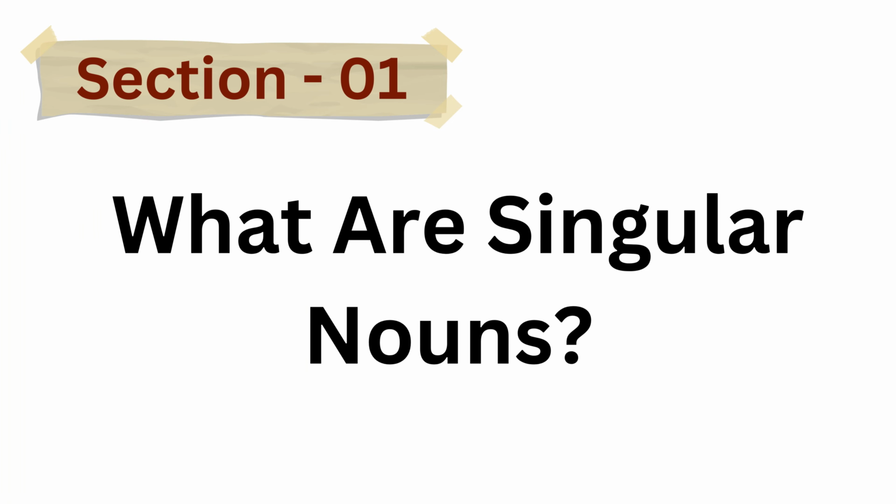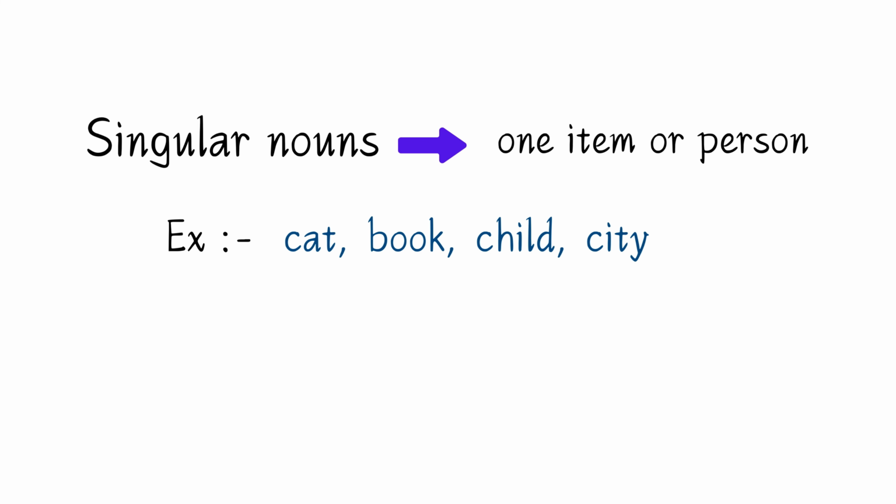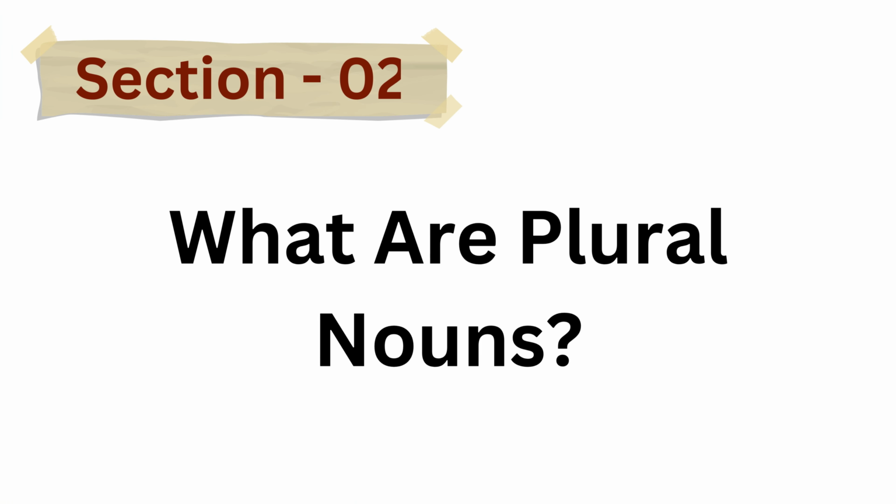Section 1. What are singular nouns? First, let's talk about singular nouns. A singular noun refers to just one item or person. For example, cat is one cat, book is one book, and city is one city. Easy, right?